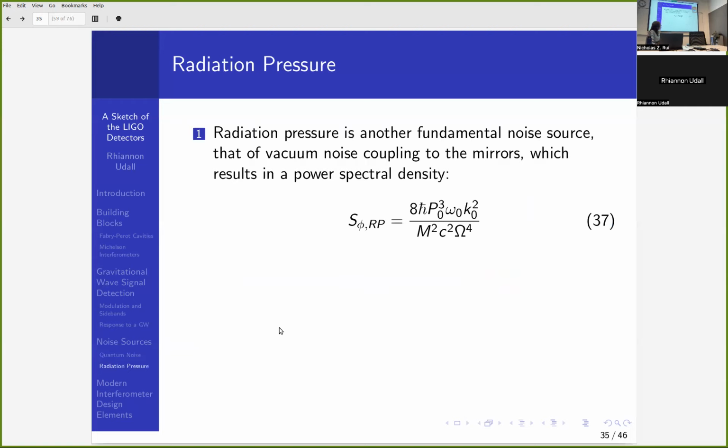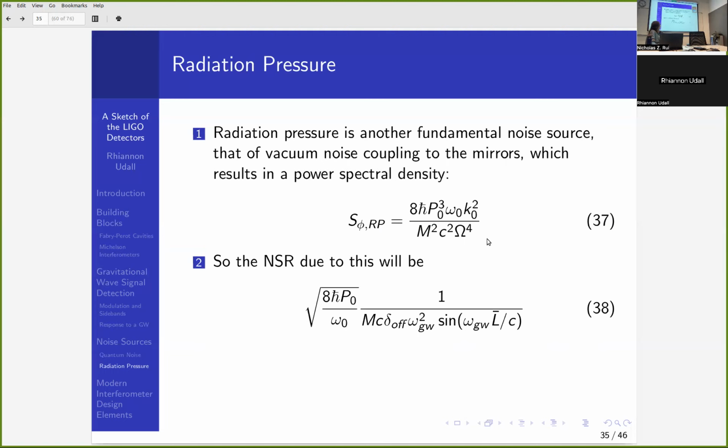But then there's a second part to vacuum noise, which is how the vacuum noise couples to the mirrors themselves. I will present without commentary this formula for them. The important bit here is it depends on the mass of the mirrors, but it also depends on the 4th power of the frequency. So that means this is going to be a low frequency noise.